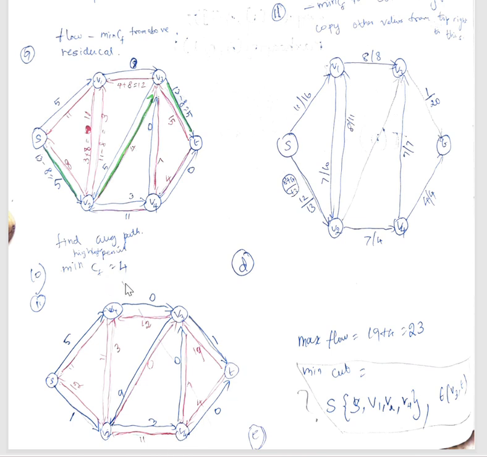The min cut: we were cutting from this edge, and we consider source, V1, V2, V4 as one set, and V3 and T as another. So here 19 plus 4, 23; 12 plus 11, 23. This 12 plus 11 is 23. So the maximum flow is 23, we can remember. Thank you.